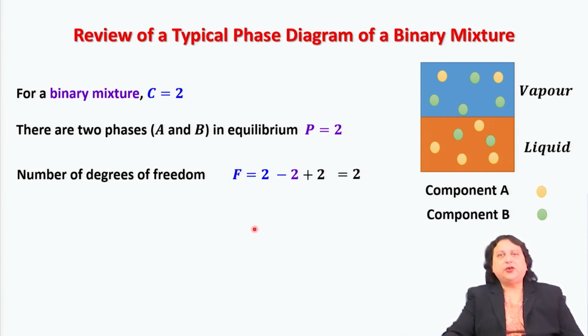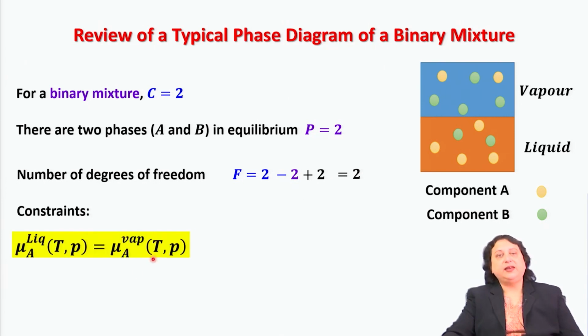Now, I already know that for this equilibrium to be maintained between the liquid and the vapor phase, I must have this condition met, that is, the chemical potential of the component A all throughout the sample at a given temperature and pressure must be constant, which means mu of A in the liquid phase at the given temperature and pressure must be equal to mu of A in the vapor phase under the same condition of temperature and pressure.